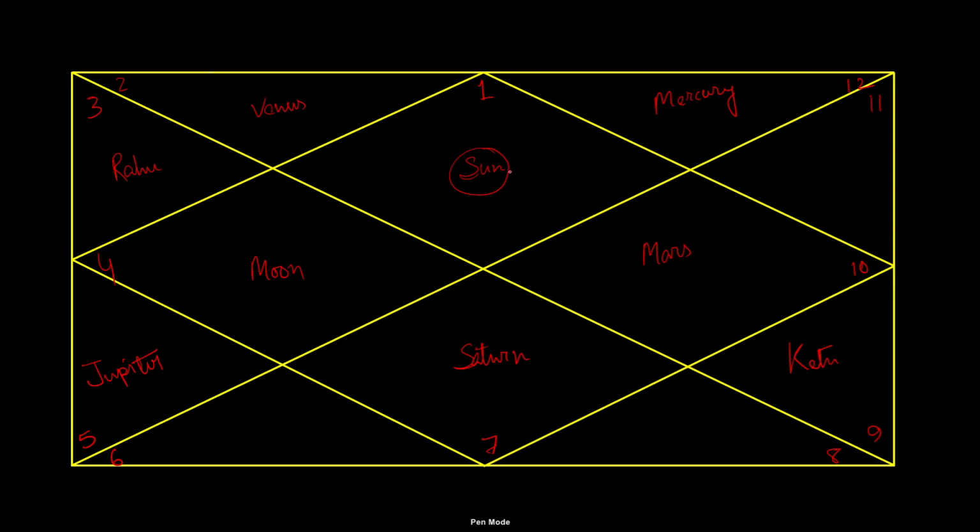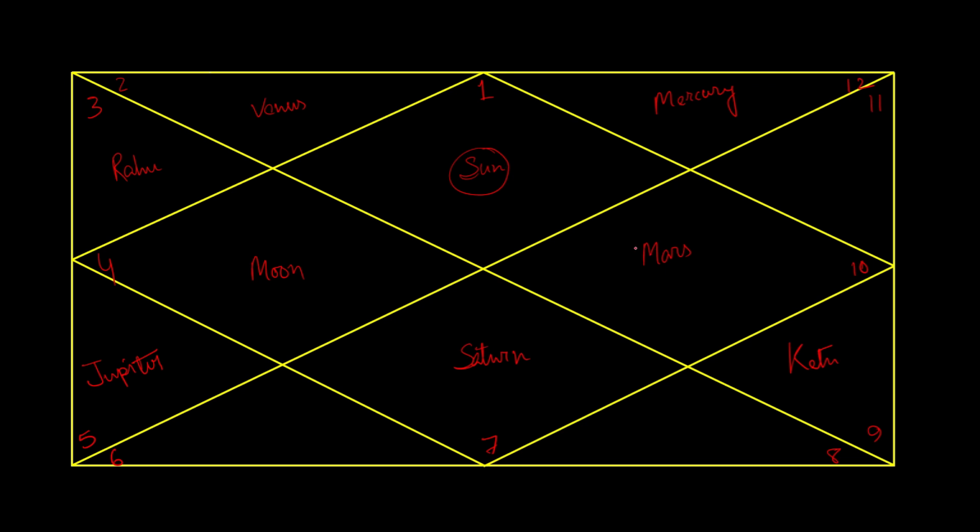Now there will be some Rashi aspect also. We will see that in our upcoming video. So this is the basic chart of, suppose, one native. There may be two planets in the same house, there may be 3, 4, 5 or 6 planets in a single house. That is a different method.